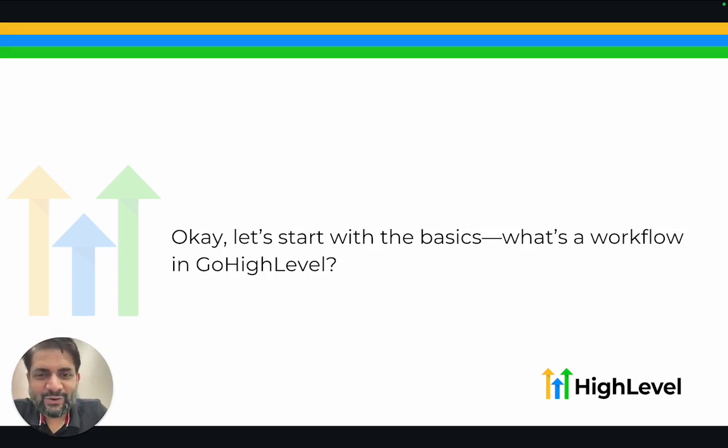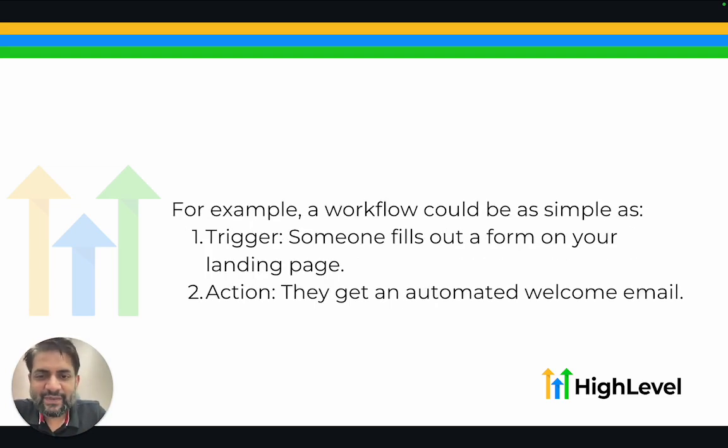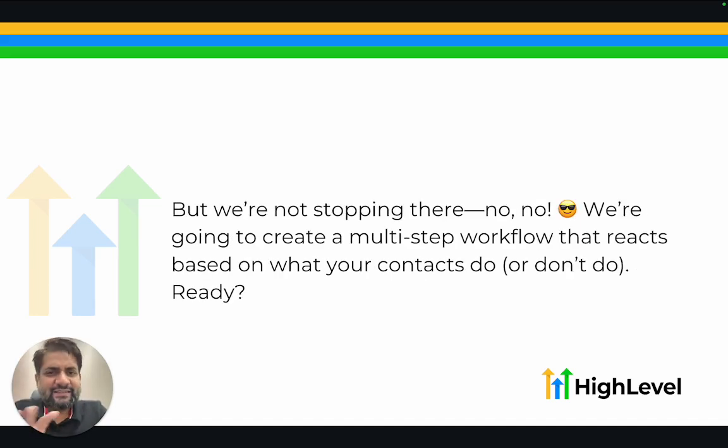What is a workflow in Go High Level? Think of it like a recipe. You have got your ingredients, which are triggers and actions, and your recipe steps are the logic of what happens and when. For example, a workflow could be as simple as a trigger, when somebody fills out a form on your landing page, and the action that they get an automated welcome email. But we're not talking about this simple one. We are going to create a multi-step workflow that reacts based on what your contacts do or don't do.